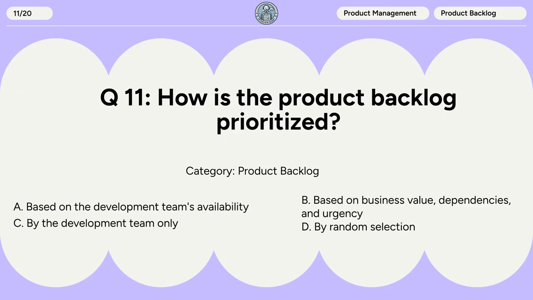Question 11. How is the product backlog prioritized? A. Based on the development team's availability. B. Based on business value, dependencies, and urgency. C. By the development team only. D. By random selection.